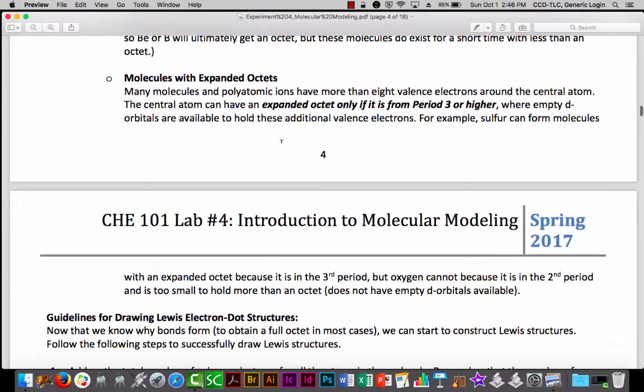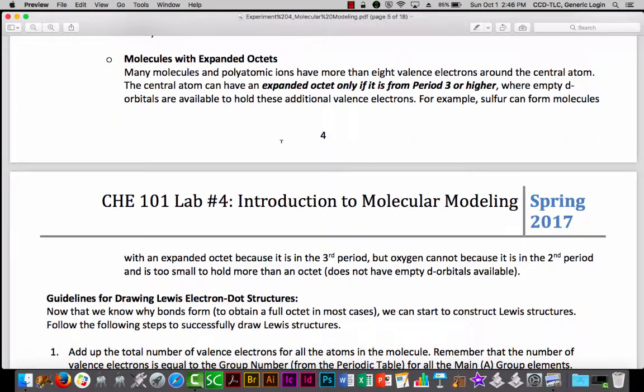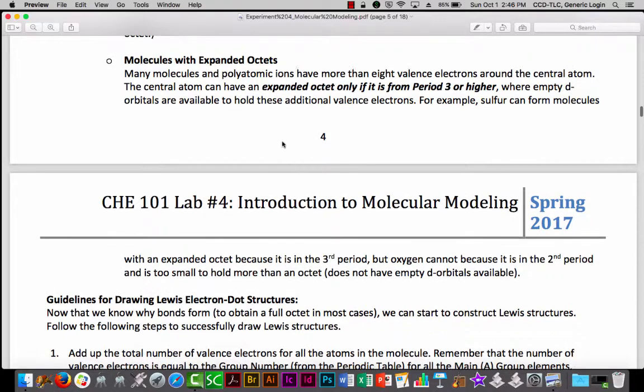There are also molecules that can have an expanded octet. Many molecules and polyatomic ions have more than 8 valence electrons around the central atom. The central atom can have an expanded octet only if it's in period 3 or higher, where there are empty d orbitals available to hold the additional valence electrons. So for example, sulfur can form molecules with an expanded octet because it's in period 3. Oxygen cannot because it's in the second period. Just because something can form an expanded octet doesn't mean that it does, though.